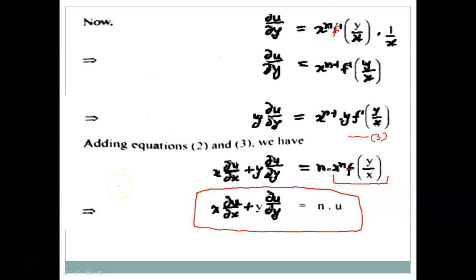Now if we want to extend this Euler's theorem for a function of, suppose, 3 variables, suppose you have that u is a function of x, y and z, then you can write that x del u by del x plus y del u by del y plus z del u by del z equal to n into u. So in this way you can extend this theorem to as many variables as desired. So this is the Euler theorem.